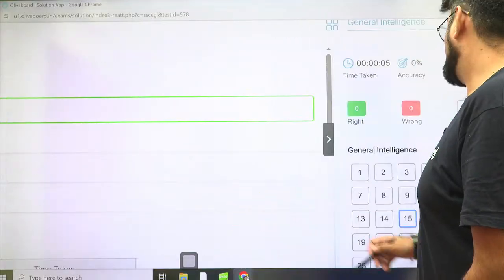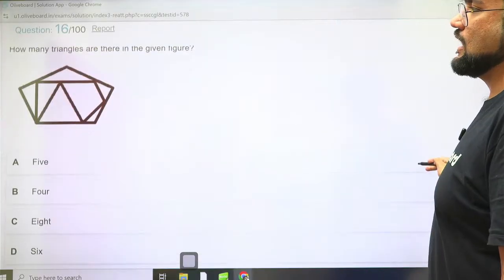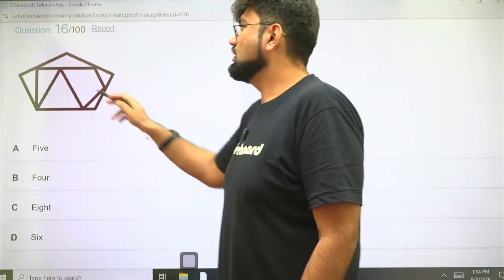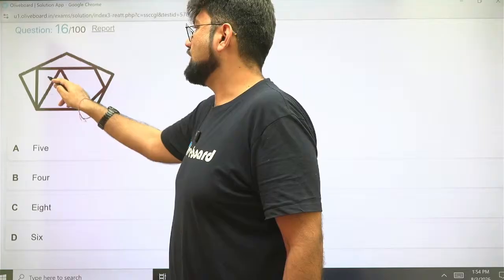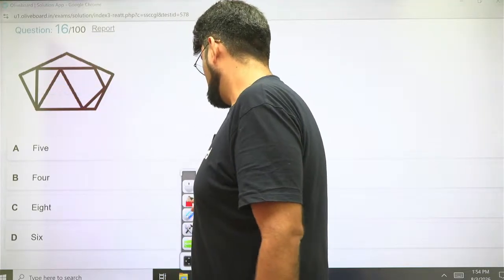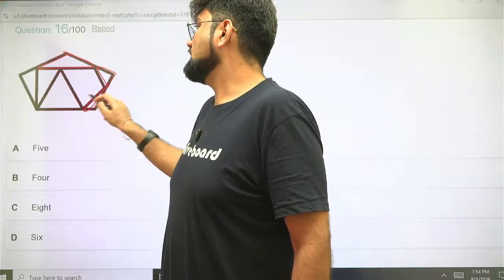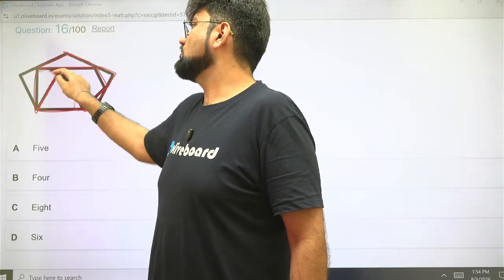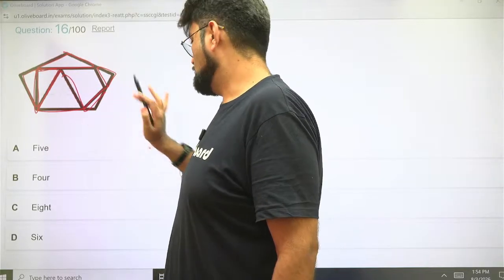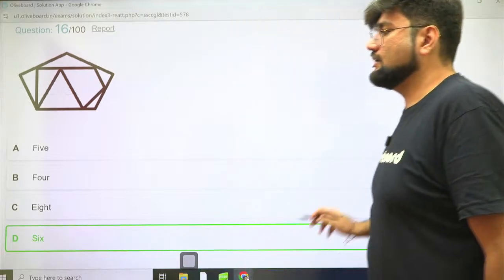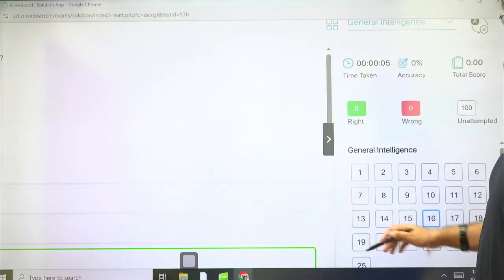Next. How many triangles are there in the given figure? Okay. 1, 2, 3, 4, 5, 6. I think that's it. There is no overlapping, nothing here. 1, 2, 3, 4, 5, 6. No other triangle. Option D is the correct answer. Pretty simple, 30 seconds. Next.